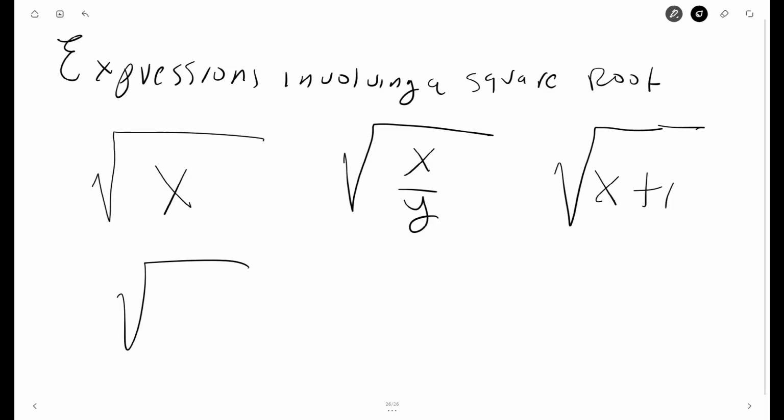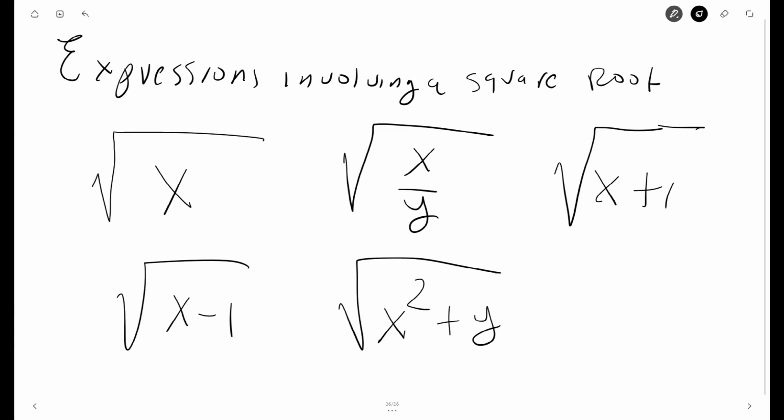or something like x minus 1, or something like x squared plus y squared, or something like x squared. So let's look at some examples just to see what it really means.